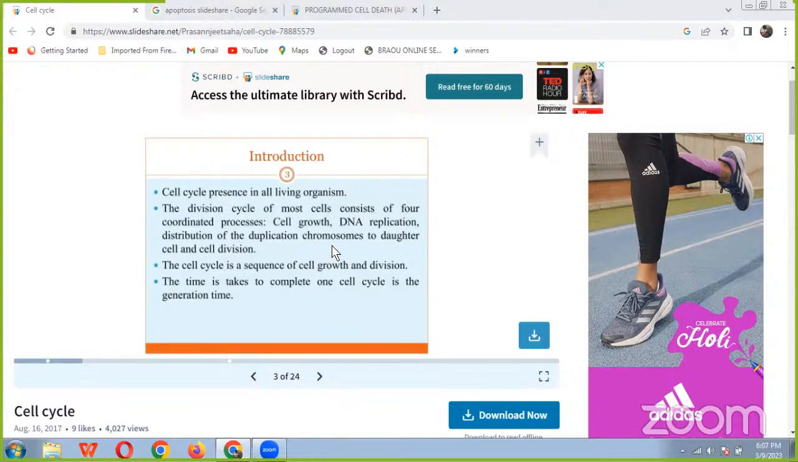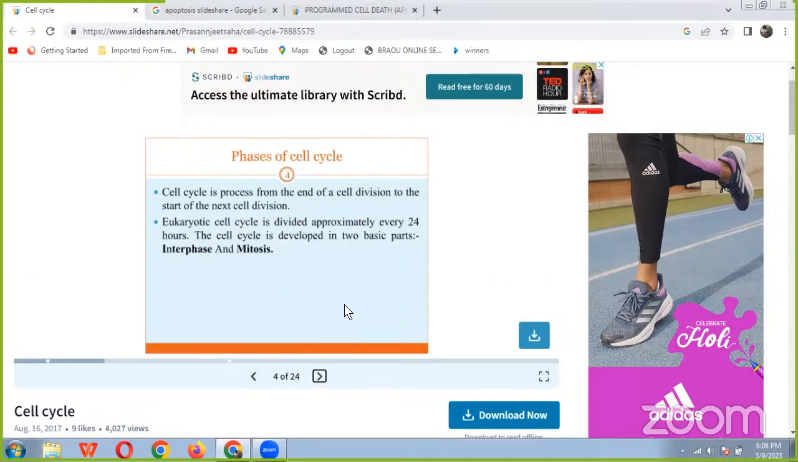Mainly they contain four steps: DNA replication, cell growth, cell division, and distribution of the duplicated chromosomes to daughter cells. The cell cycle is the process from the end of one cell division to the start of the next cell division.